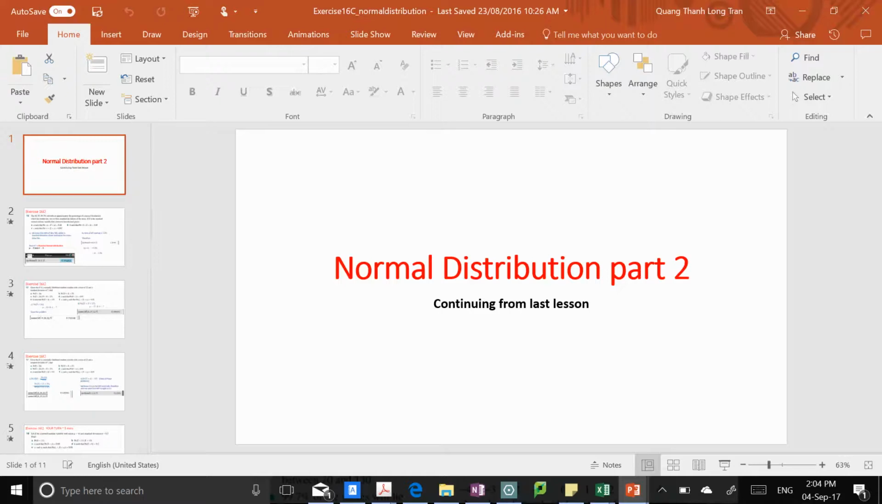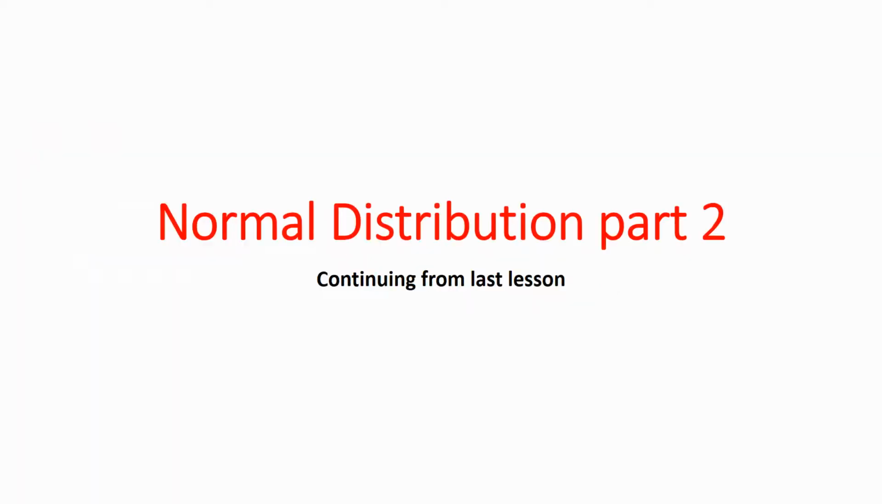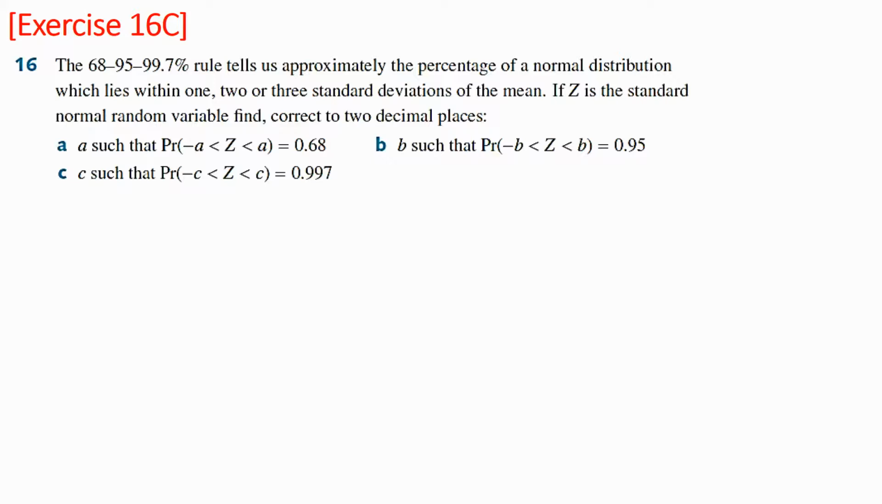Normal distribution, part 2, continuing from last lesson. Now, let's have a look at this question here. 68, 95, 99.7%, that's the one I just talked about. 1 standard deviation, 2 standard deviations, 3 standard deviations.